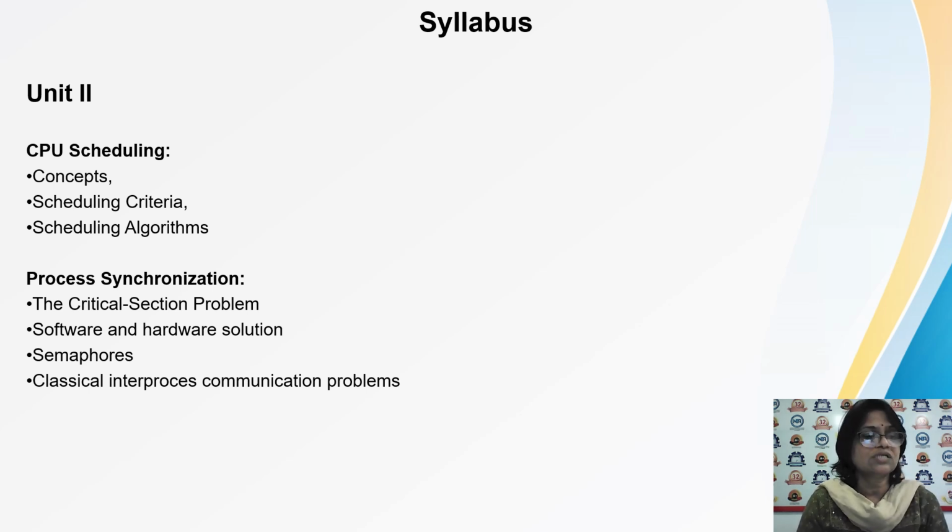The processor being the primary computer resource, its scheduling is very necessary. So there is the concept of CPU scheduling and the different scheduling algorithms, like FCFS, priority scheduling, round robin scheduling, and SJF, that is, shortest job first scheduling. They will be covered in unit 2.